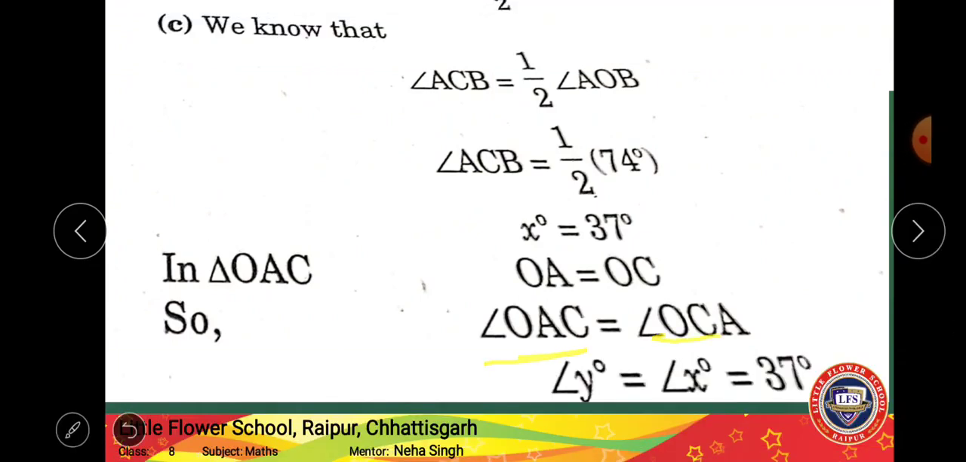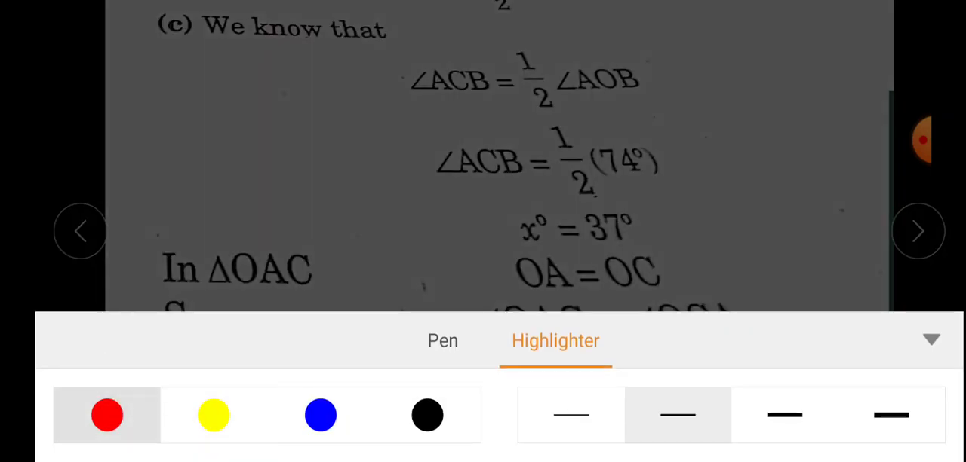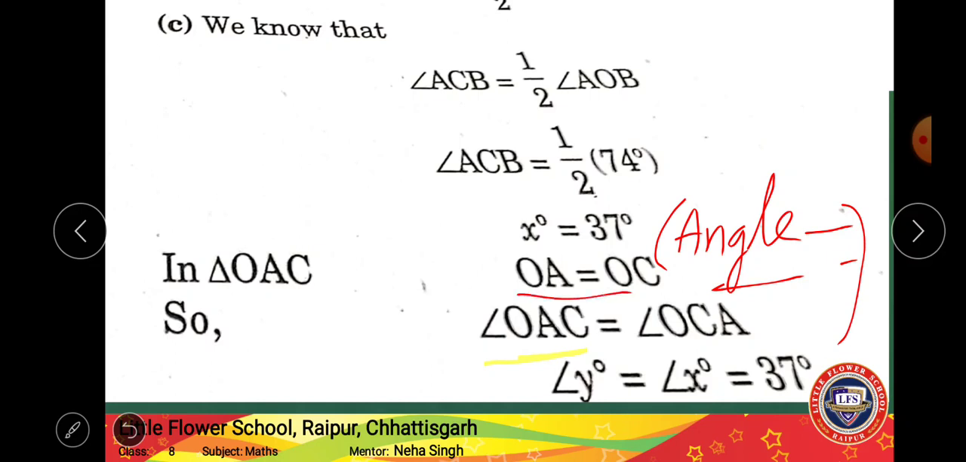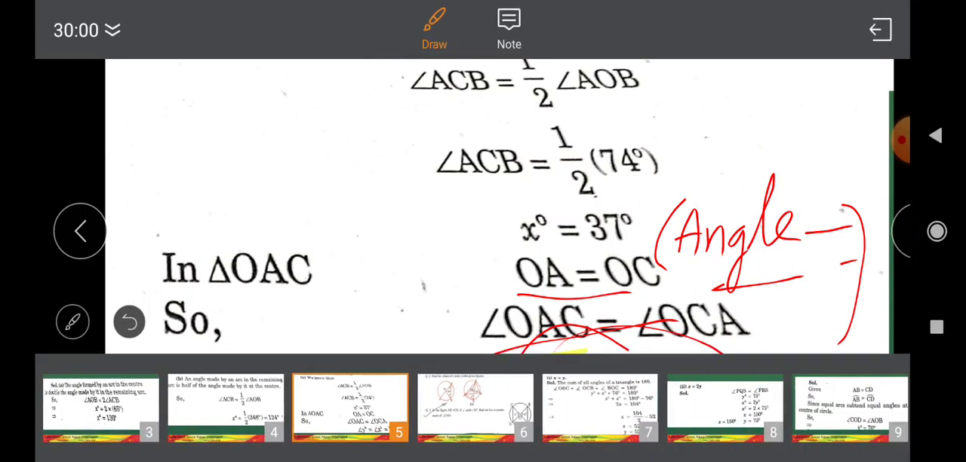So OAC equals OCA. You are going to write the reason here, that angles subtended by equal sides are equal. So since OA equals OC, we are given OAC will be equal to angle OCA. Okay, so that is, y is also equal to 37 degrees. Got it? So now moving on to the second question.